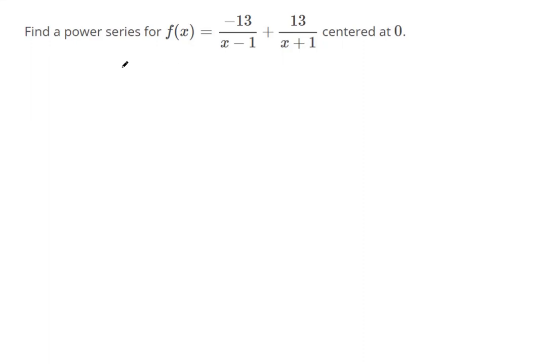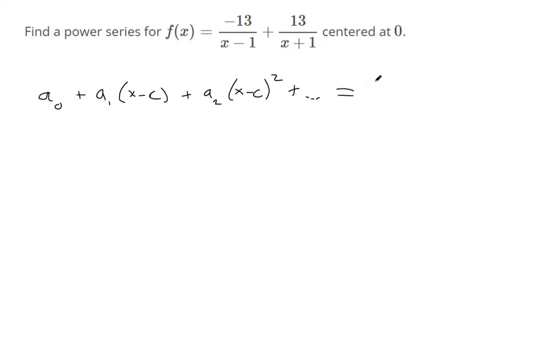We want to take this function and rewrite it as a power series. If it's a power series, that means it should look like this: some constant a sub 0 plus a different constant a sub 1 times x minus c, plus a different constant a sub 2 times x minus c squared, and then it keeps going, right? A sub 3 times x minus c to the third.